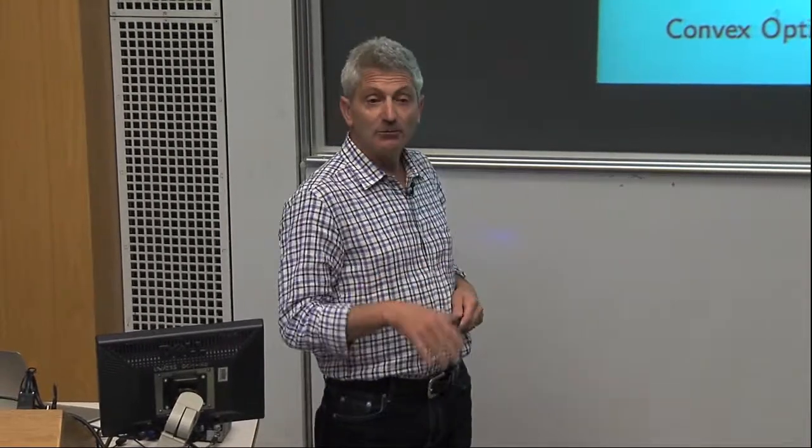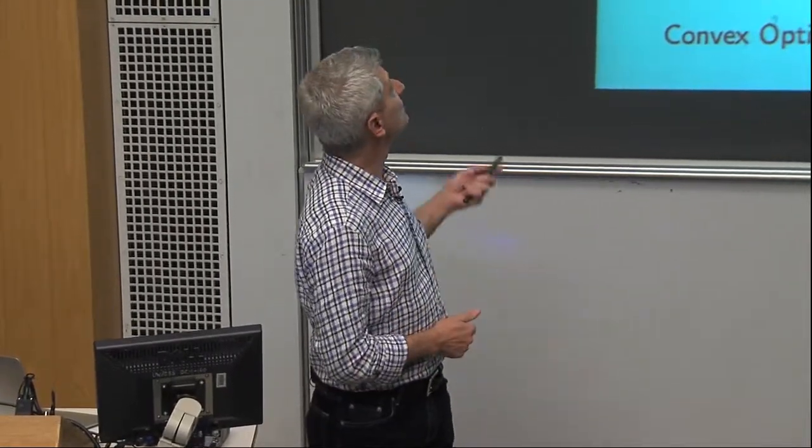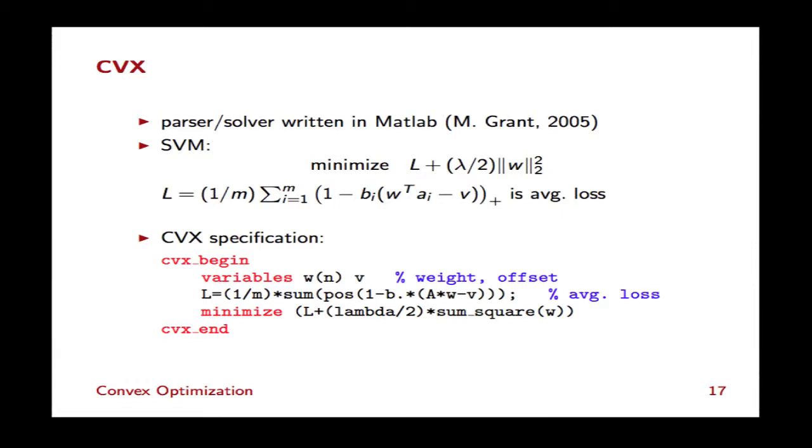Here's an example of one of these things. There are many of them now, but maybe the most widely used is CVX. That's something written by Michael Grant, about 8 years ago or something like that. And so here's the mathematical problem. That's a support vector machine. And this would be the source code you'd write to express that problem. It's written on top of MATLAB, which is something I don't want to talk about. But anyway, there it is.